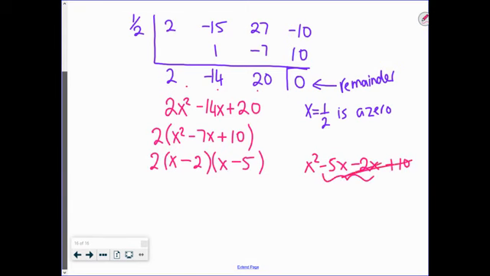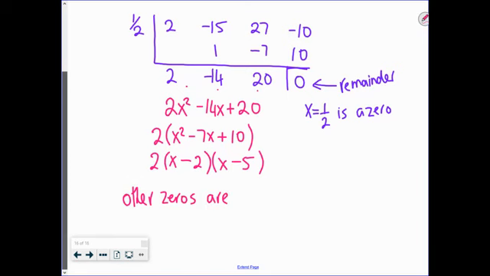Okay, let's erase that. So my other zeros are the zeros of this quotient I got. I've got x equals 2 and x equals 5.